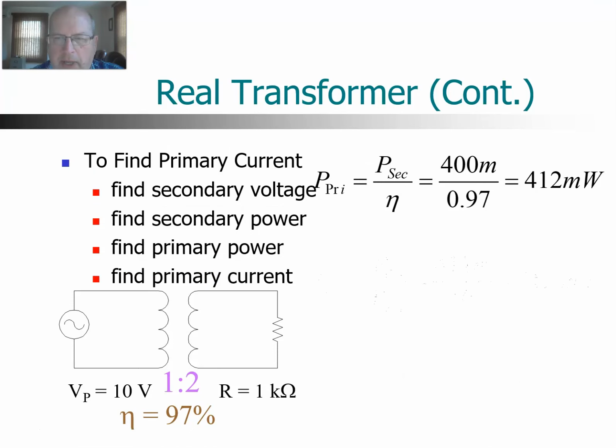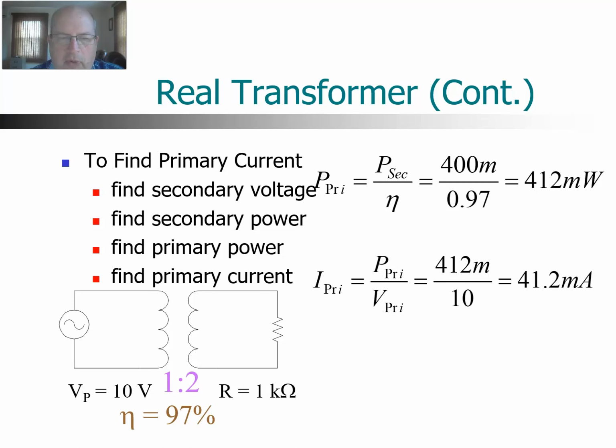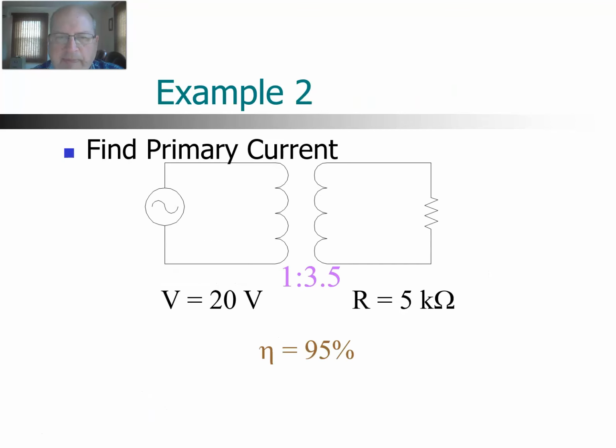And now we have primary power. We can find the primary current. Ohm's law, 412 milli divided by 10 gives us 41.2 milliamps. All right, and here's one more.